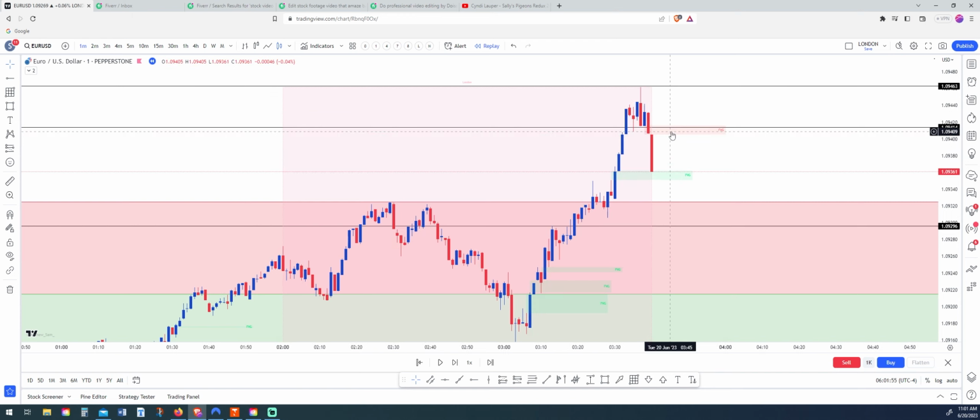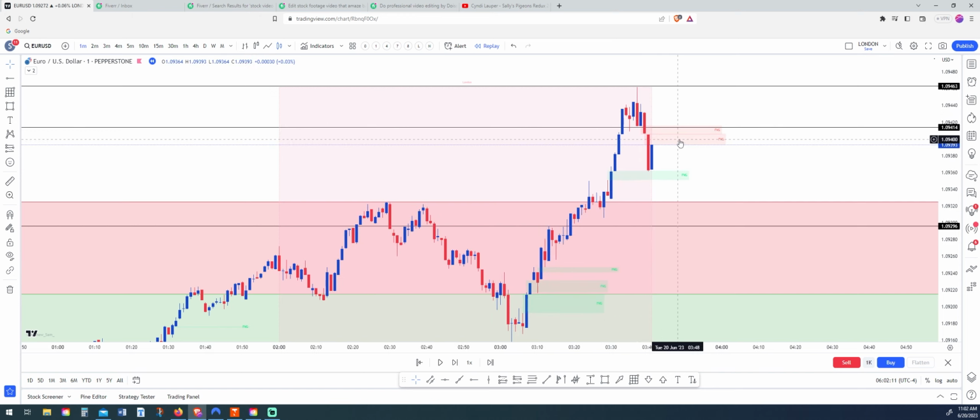Break of structure here. Right, so strong break of structure there with displacement. Pull back inside the range from London. So potential short trade here. Order block there. This would be our breaker block. Another order block there.